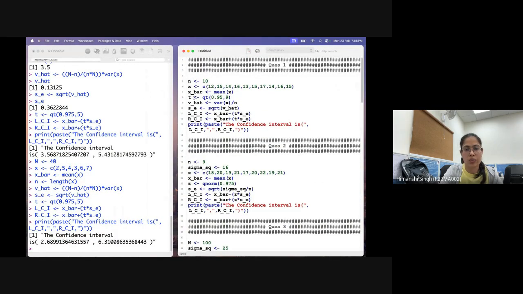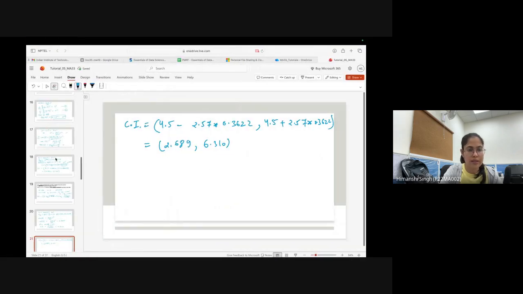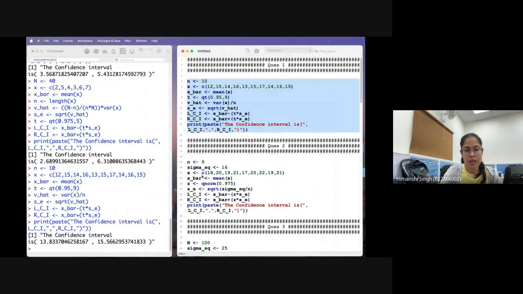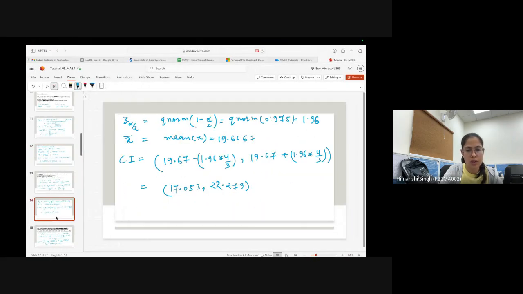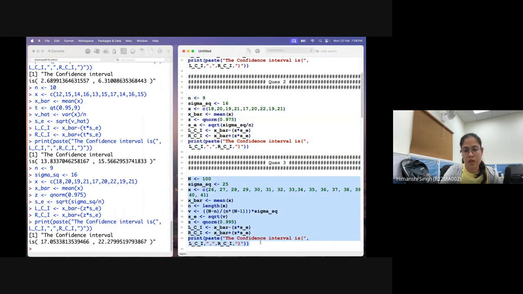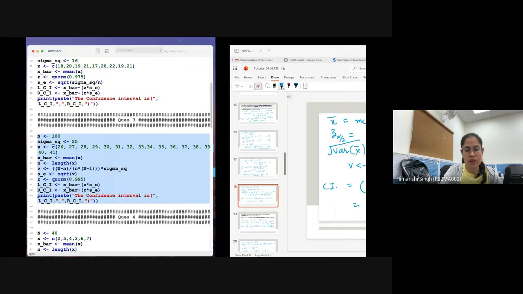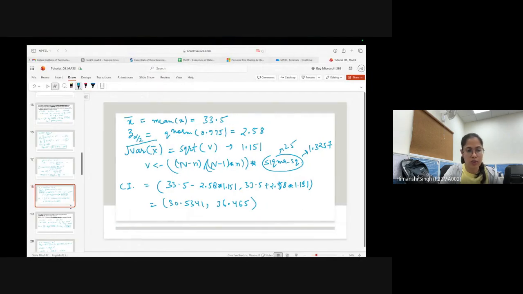So let me recheck the other ones also. This confidence interval is coming out to be 13.83, 15.56. So yes, it is correct. The next one, 17.05, 22 point something. Yes, it is also correct. Okay, the third one, because I have assigned the same name to the variables, there may be a mistake. So 30.53, 36.47. Okay, the others are correct. So this one, 2.68 and 6.31. Now it's correct.